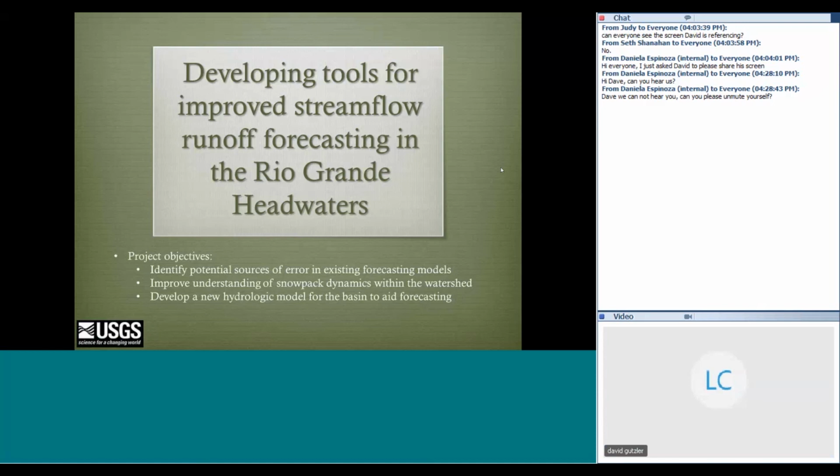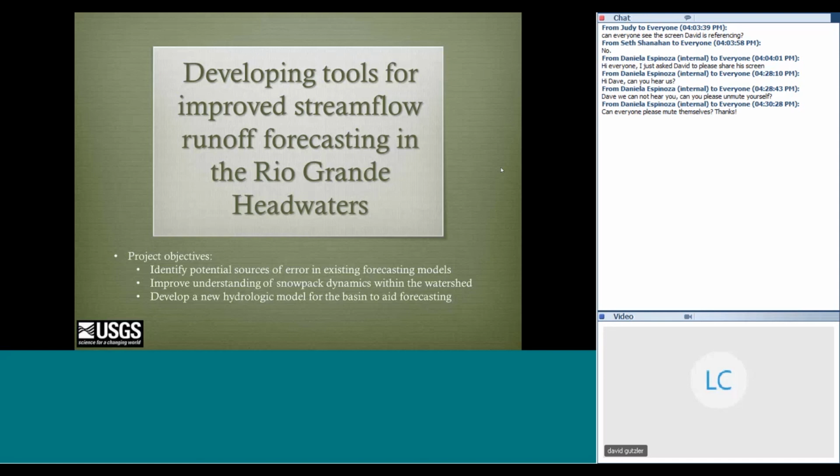So I'm going to start off our presentation with a simple overview of runoff, our water supply outlook, forecasts, and errors associated with those. Dave Gutzler gave a very nice presentation on the influence of climate variability and change on snowpack and on streamflow. Our presentation is going to focus a little bit more on the effects of disturbance on snowpack and streamflow and water supply. Our project objectives are to identify potential sources of error in existing forecast models.